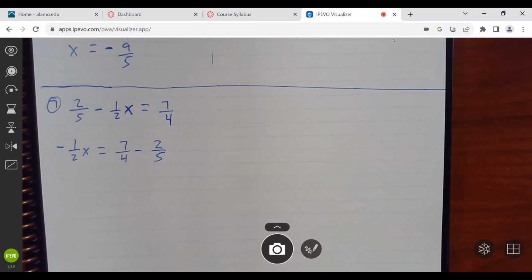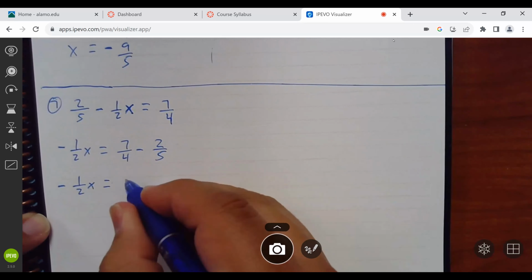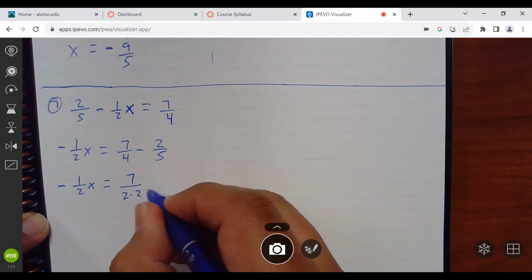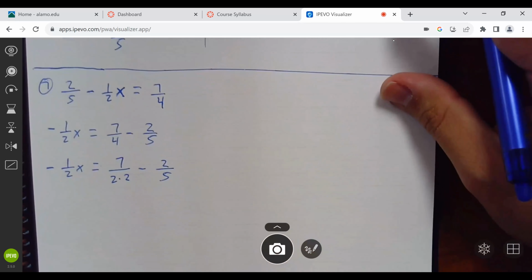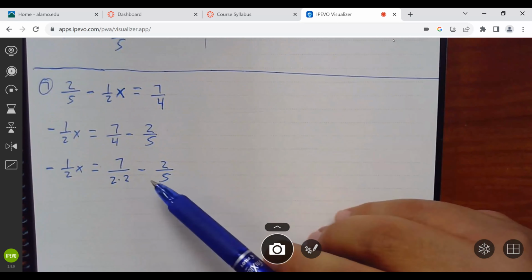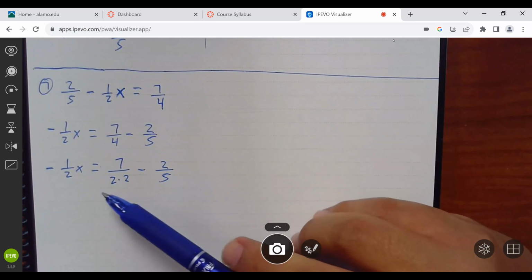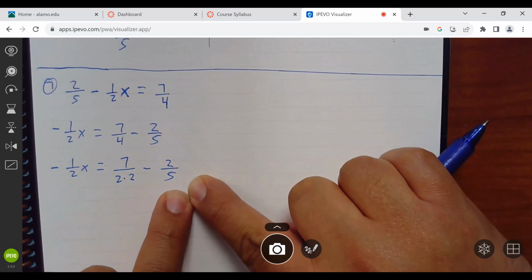Now, subtracting these, it's not easy because they have different denominators, you need to do the LCD. Break them down into prime numbers. You can see what's missing. Where does this one need more? This has 2 twos, this has a 5. What is the 5 missing?